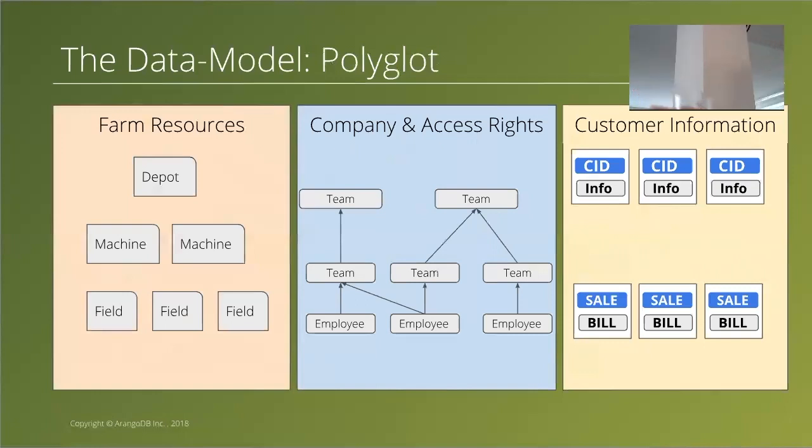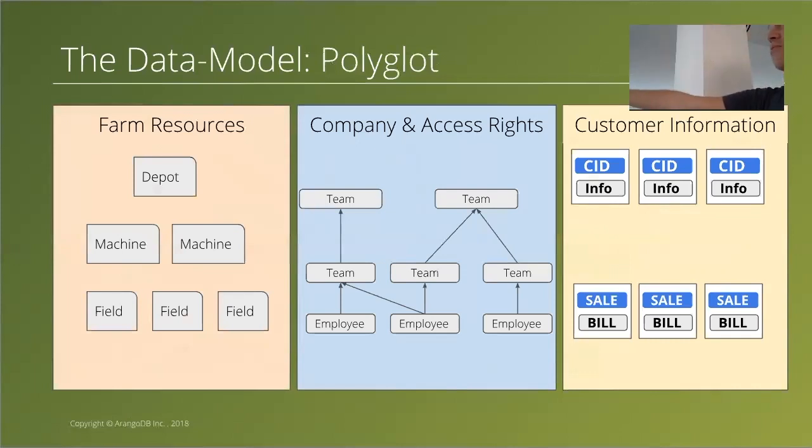And we now have split everything in the same way. I have not yet modeled the access pattern here. But what we see on the left-hand side, the farm resources, we have depots, we have machines, we have fields, all of them quite simple. In the center, we have the team structure, and on the right, we have the sales information. And now, for my types of queries, on the left-hand side, I typically need one of these entries, or maybe need an aggregation across all of them. So for example, I want to know how many avocados we are right now growing over the fields.